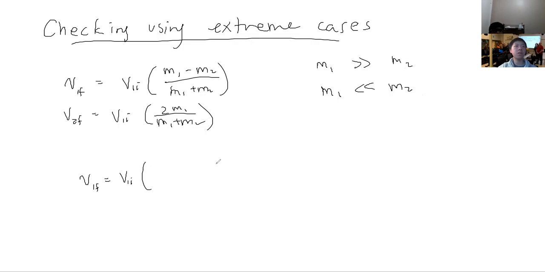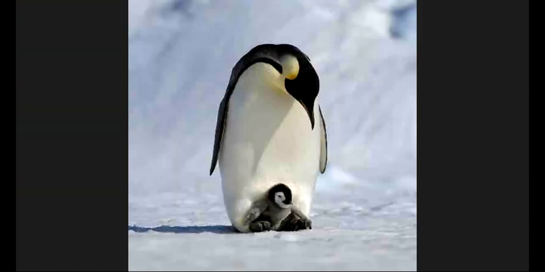Okay. So what happens if M1 is much larger than M2? Then we get that V1f is equal to V1i. Now let's look at the inside. So if M1 were a lot larger than M2, then what do we get on the bottom? What can we approximate the bottom to? Okay, so let's just say I weighed like 130 pounds, right?